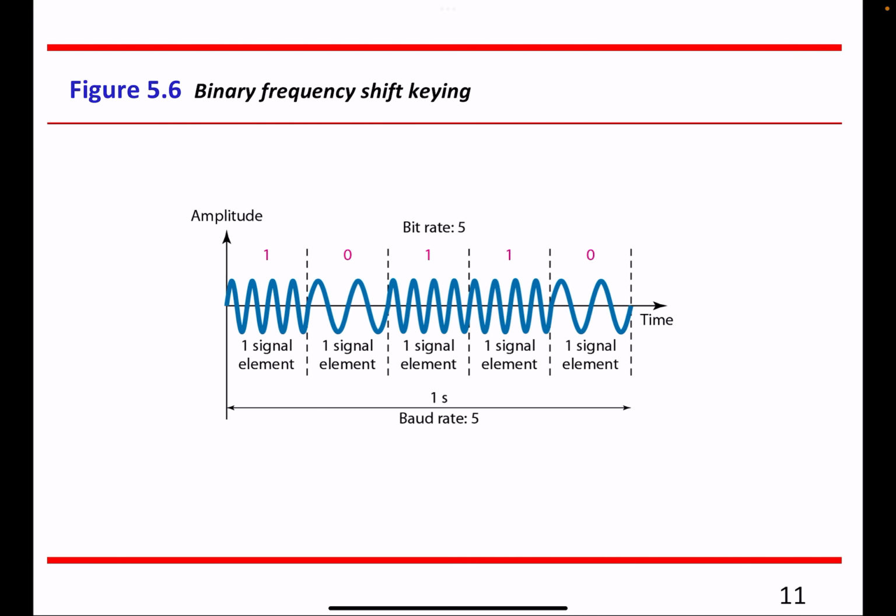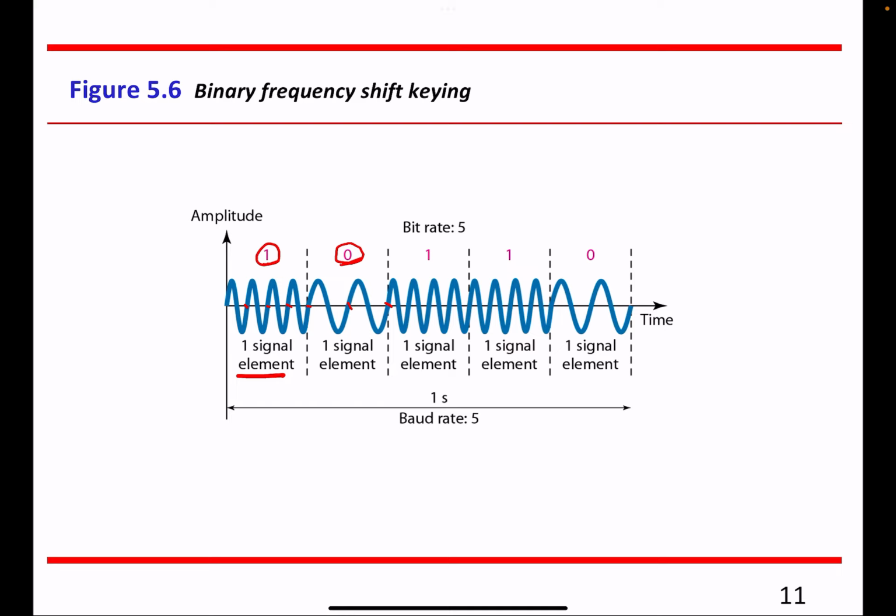So here is an example of binary frequency shift keying. As you can see, for 1, we are using a signal element that has a frequency of 4. Okay, and for 0, we are using a signal element that has a frequency of 2. So the receiver will count the frequency of the signal element. If the frequency is 4, it will convert it to 1. If the frequency is 2, it will convert it to 0. So this is how binary frequency shift keying works.